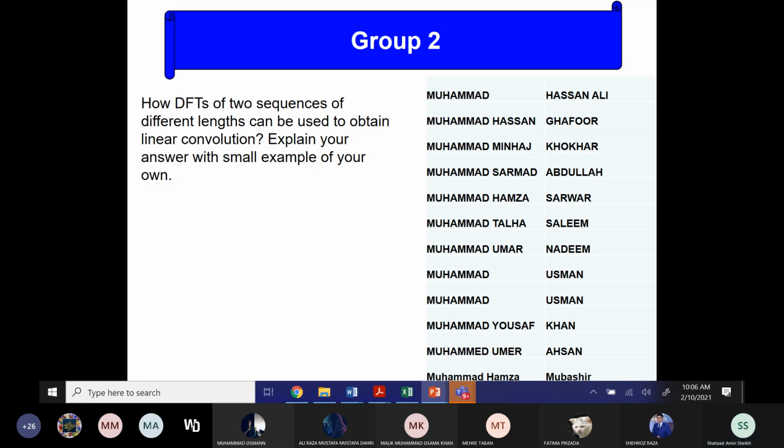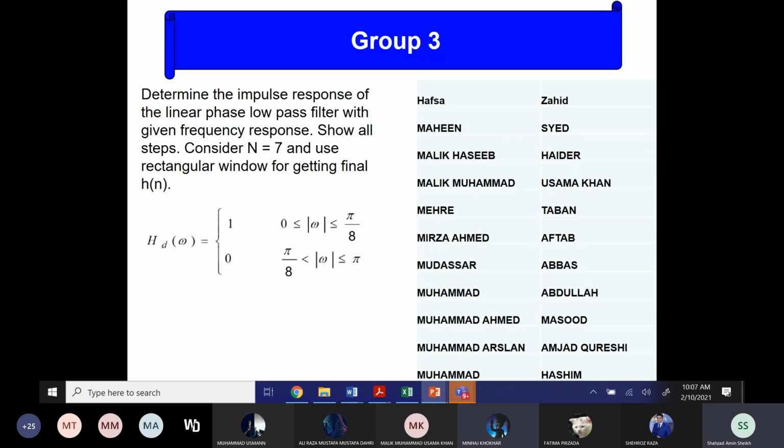जी Usman, should I move forward? Khokar साहब. Yes, sir. This is for group 3. You have to find the impulse response of the linear phase low pass filter. HDF omega जो है वो given है. So low pass filter specifications हैं. And you have to get HDFN. And for n is equal to 7, आपने linear phase filter response HFN find out करना है. Again, not more than 5 minutes. If you have gone through the examples and everything.